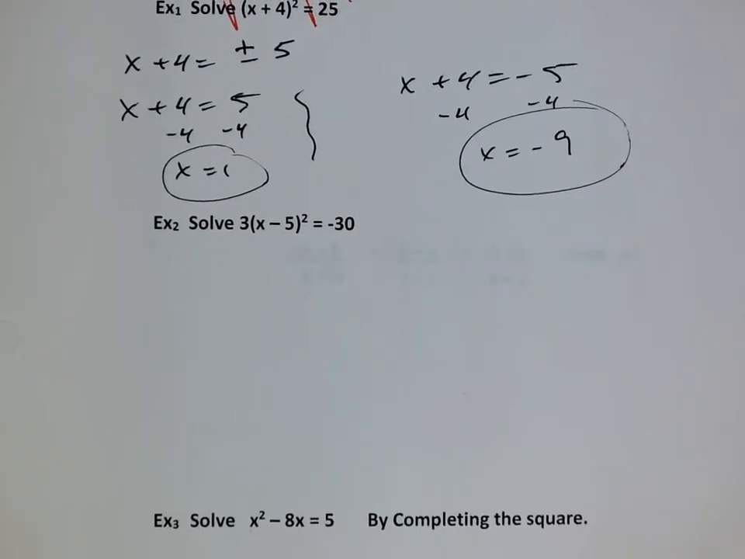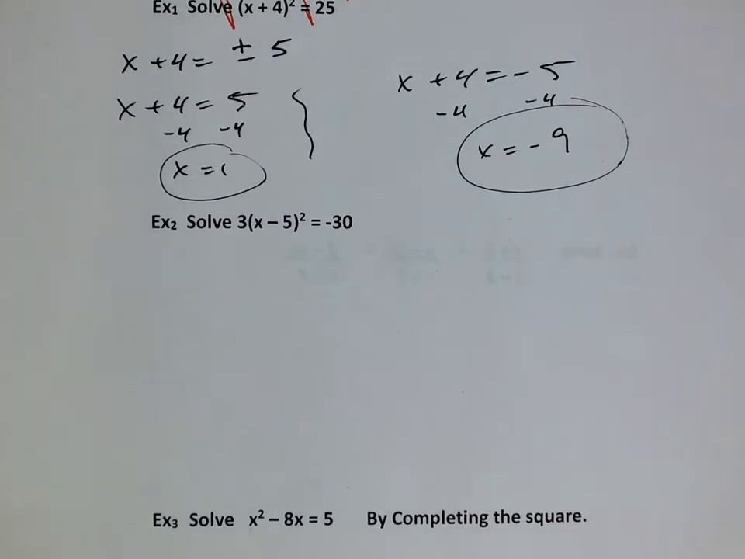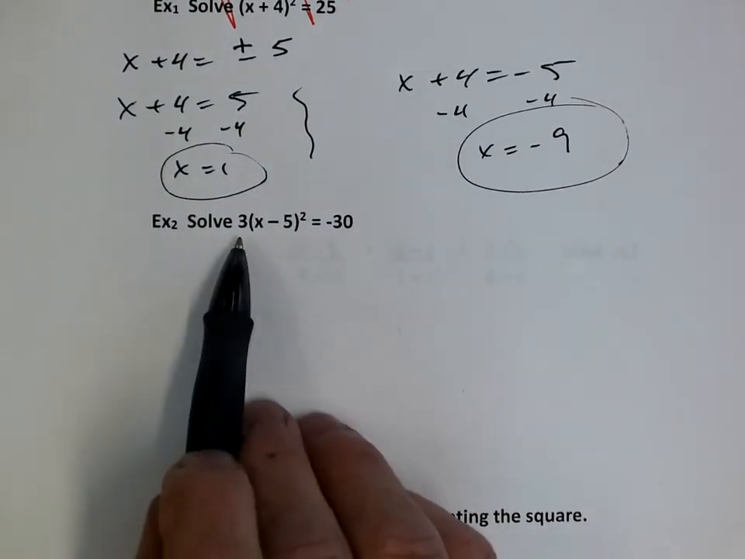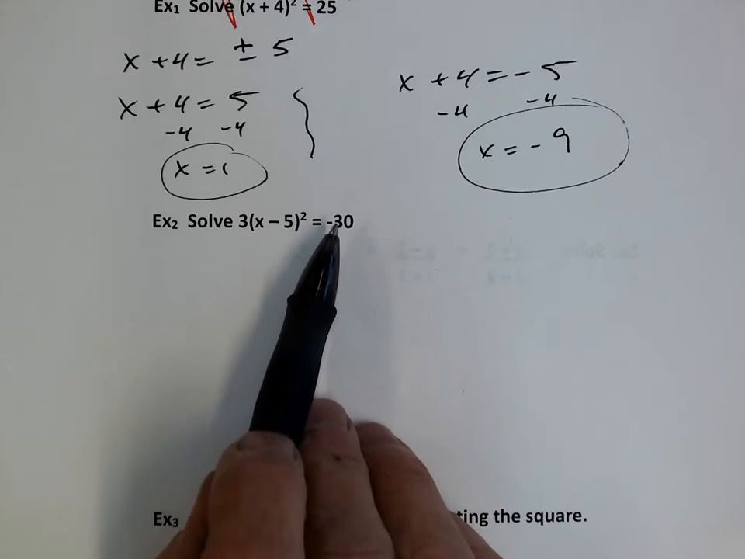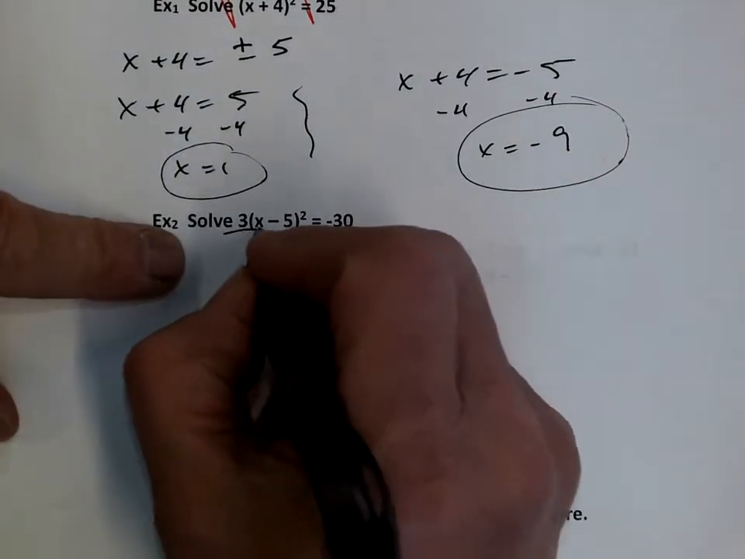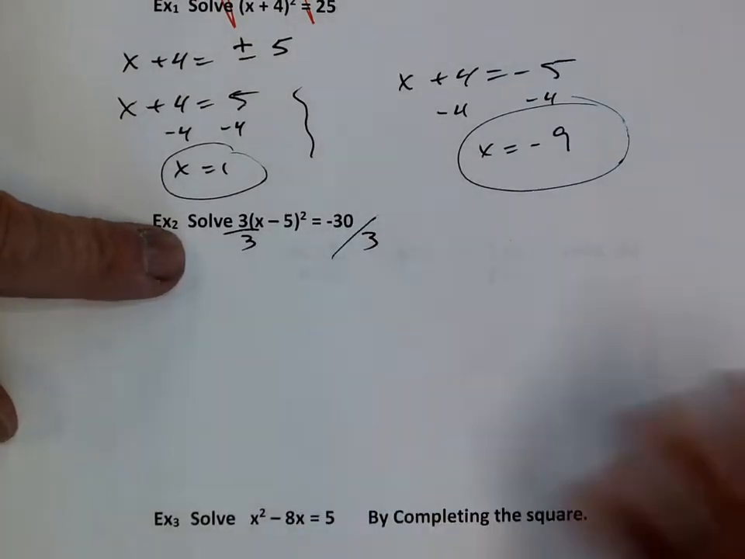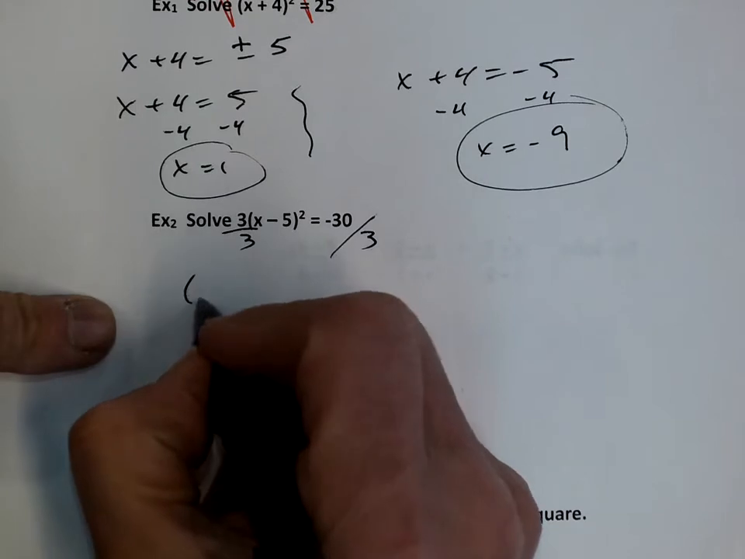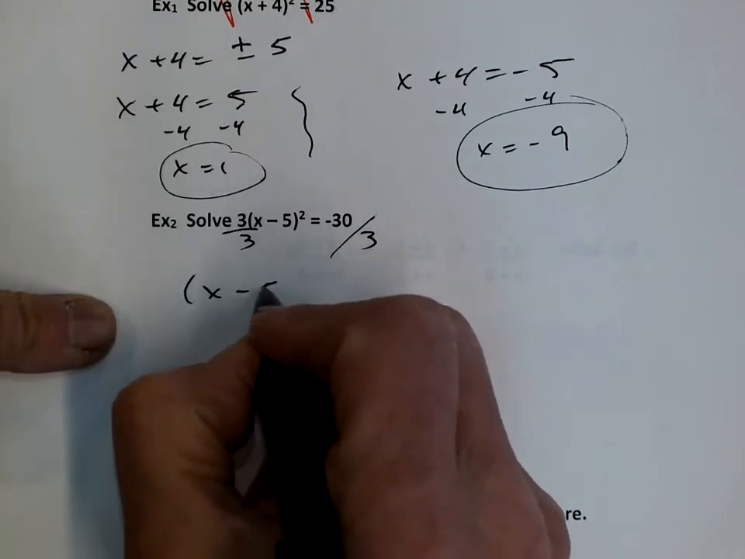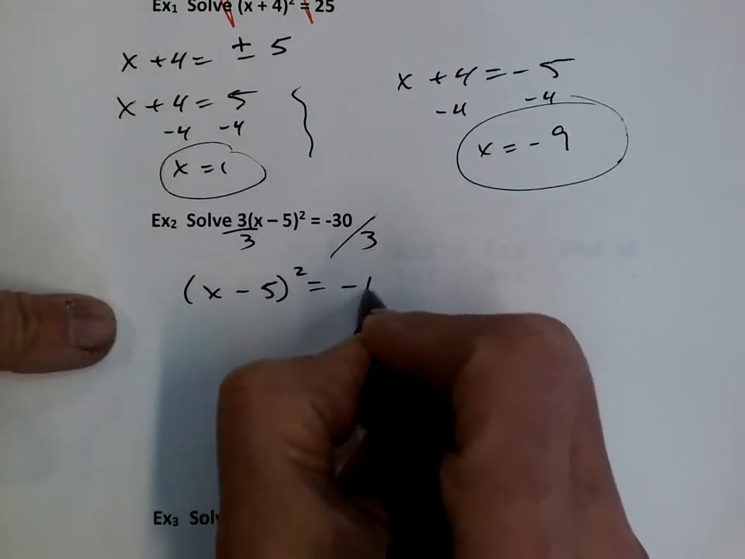Example 2. Well, we're going to do the same thing. I see two things, though, that are different. One is the 3, so I've got to get rid of the 3. And the second I see is a negative, so I'm thinking I might have some kind of an i answer. You guys see that? So let's solve it and see what happens. I'm going to divide by 3 first, because that gets rid of the 3 on the outside. I'll have x minus 5 quantity squared equals negative 10.